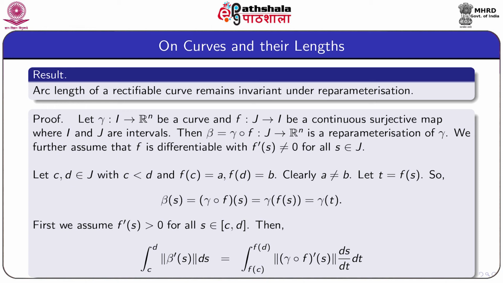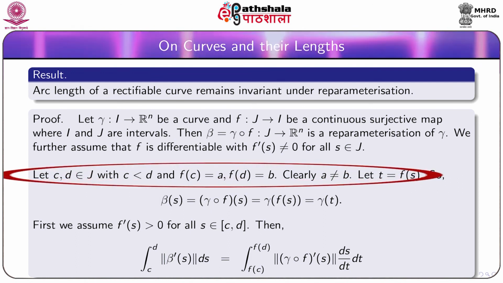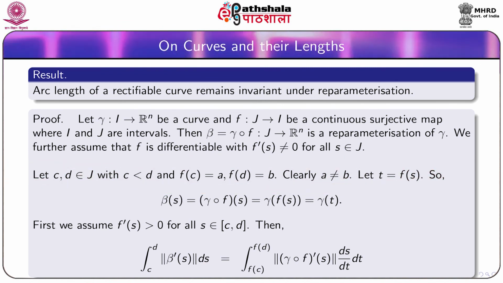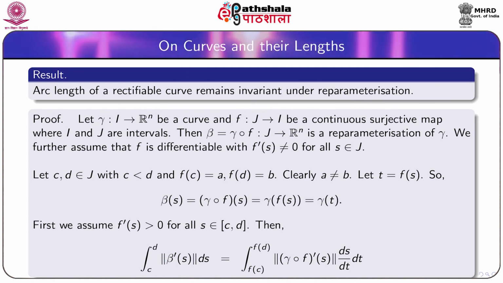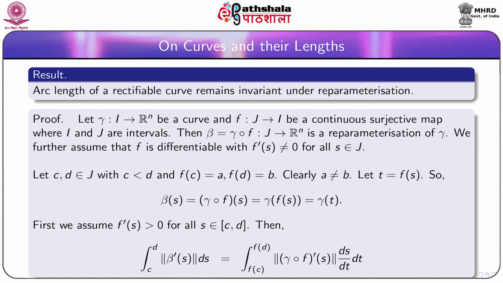Our first result: the arc length of a rectifiable curve remains invariant under reparameterization. Now we give the proof. Let gamma from I to R^n be a curve and f from J to I be a continuous surjective map, where I and J are intervals. Then beta equals gamma composed with f, from J to R^n, is a reparameterization of gamma. We further assume that f is differentiable with f'(s) non-zero for every s in J. Let c, d be members of J with c less than d, and f(c) equals a, f(d) equals b. Clearly, a and b are distinct as f is one-to-one.